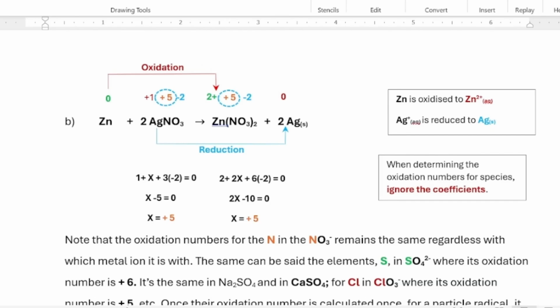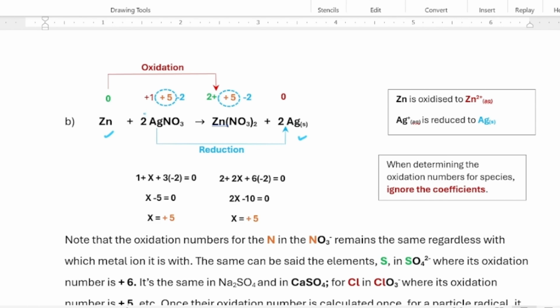Does it happen here? Okay, we'll check. All elements will have oxidation numbers of 0, 0. But now we have to check the oxidation numbers for these here. We know what it is for silver. We know what it is for oxygen. Let x be that for nitrogen.